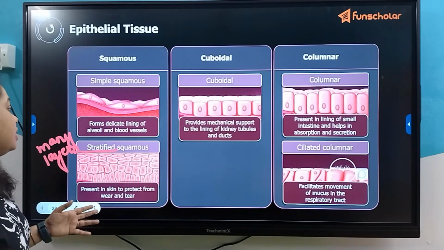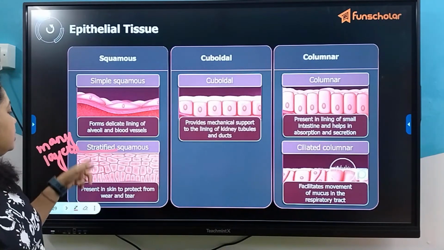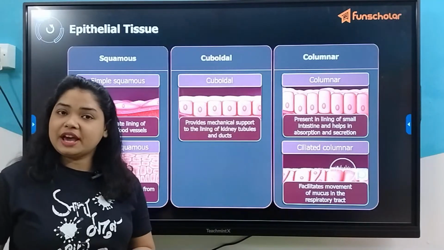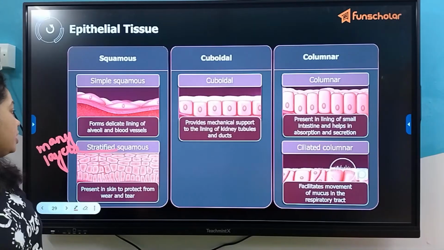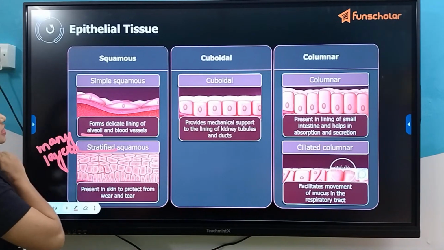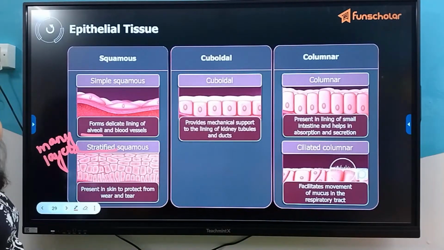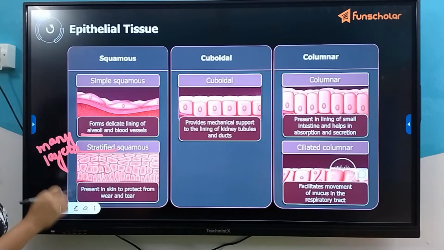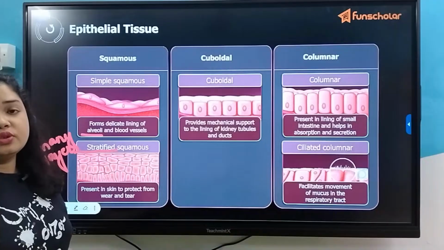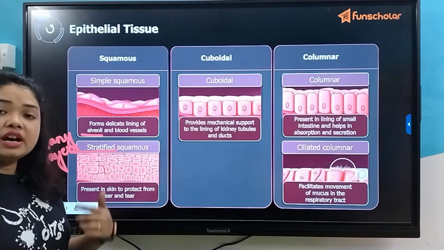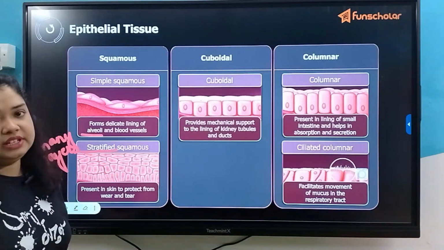Now tell me one thing, what will happen if the alveoli and the blood vessels are lined with stratified squamous? Obviously their function will be hampered. How? Because in the alveoli the gaseous exchange takes place. So if that is made up of stratified squamous epithelium, the thick layer will prevent this gaseous exchange process. It needs to be very thin so that gases can diffuse to the other side. So that is why it needs to be made up of simple squamous epithelium.